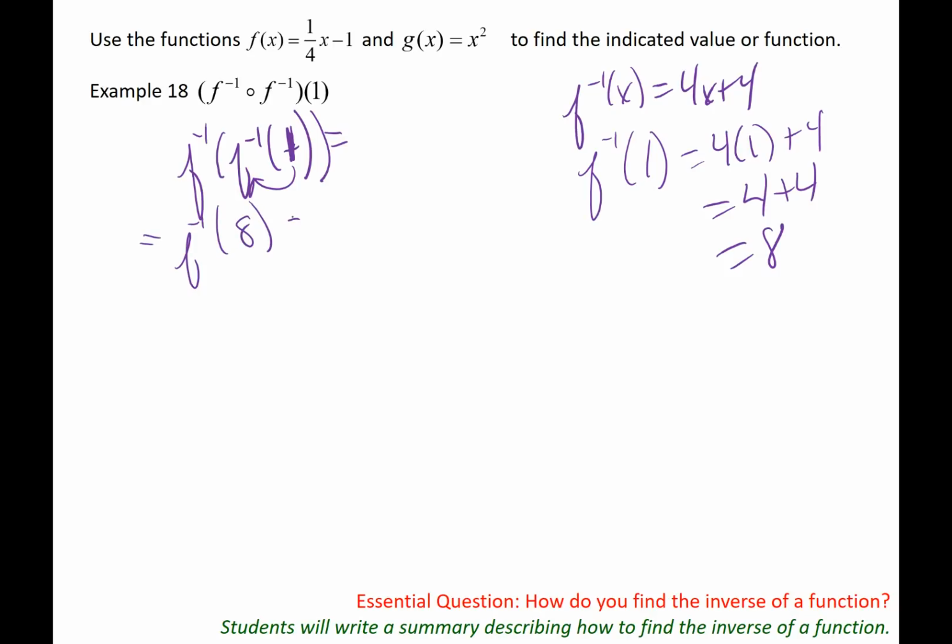So then I now need to take 8 and plug it into f inverse. I'm just going to plug it in right here. So we've got 4 times 8 plus 4. 4 times 8 is 32, plus 4 is 36.